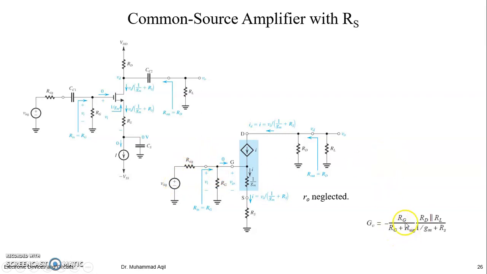GV would be found to be RG divided by RG plus R signal into RD parallel to RL divided by 1 by GM plus RS. Where is GM here in the numerator? It's actually combined and cancels out with this 1 upon GM here, right? Okay, we would be having a 1 upon GM here, and GM for the V out, that would be cancelled out. Okay, so this is all about common source amplifier with RS.